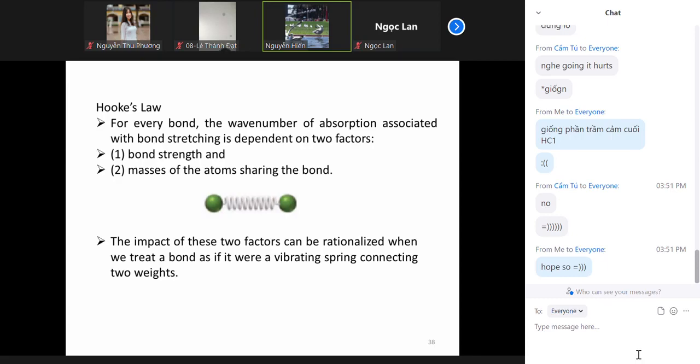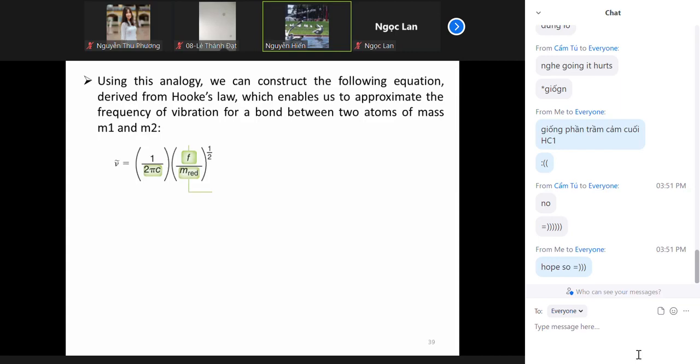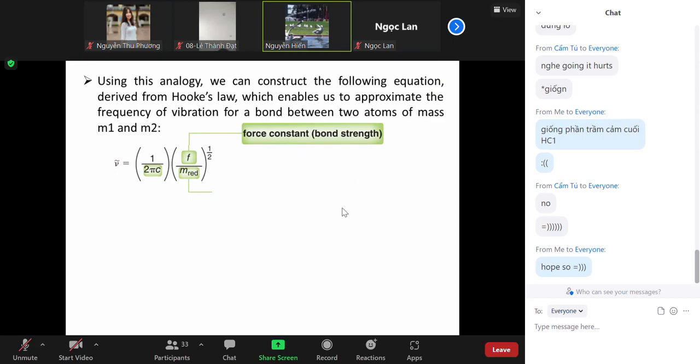So the bond strength and the mass of the atoms can be understood if you compare the bond with a spring, a vibrating spring connecting two balls. So using this analogy, we can construct the following equation. We call this Hooke's law, which enables us to approximate the frequency of vibration for a bond between two atoms of mass m1 and m2. So this is the frequency. No, sorry, the first one is the force constant. The force constant is another word for bond strength.